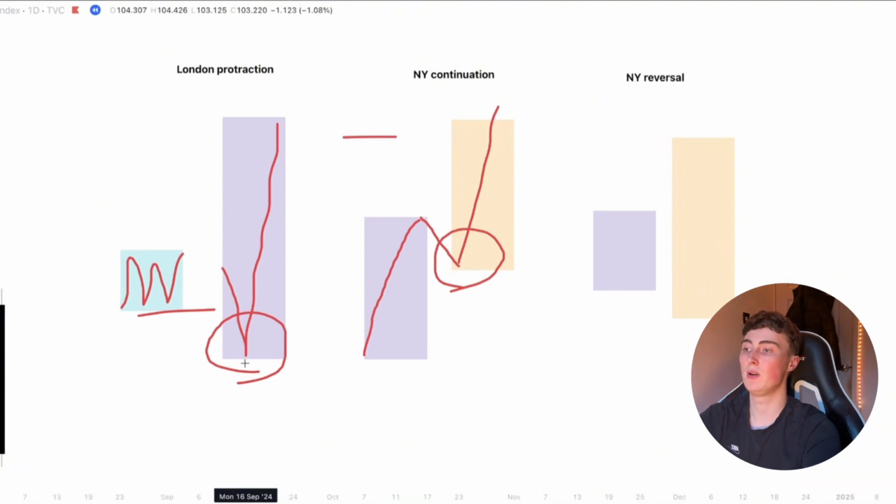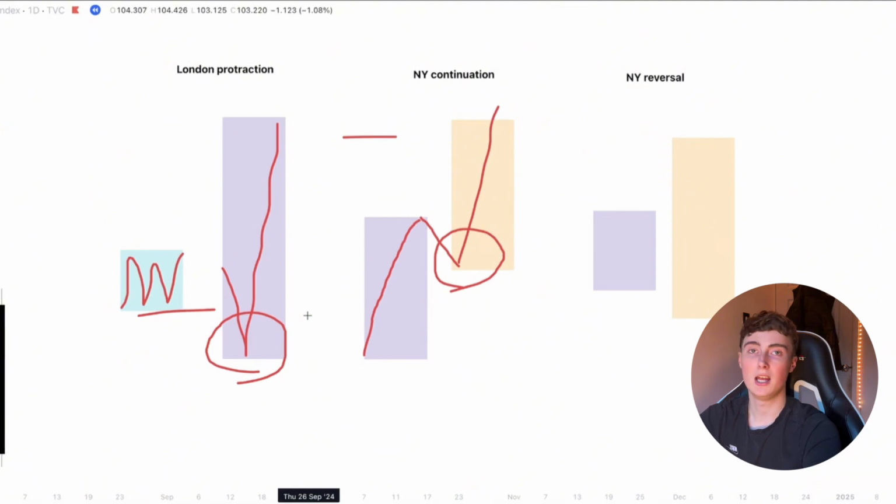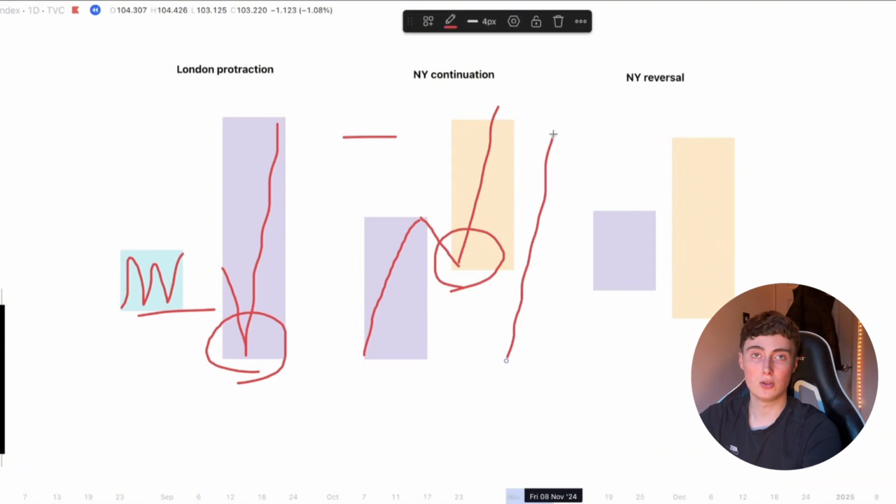So see here how we get an impulse in London. That impulse in London could be this part of the New York continuation, right? So you could catch one after the other if price sets up really, really clean. So again, what you're going to do, you're going to be expecting a bullish day using that bias that you set up.